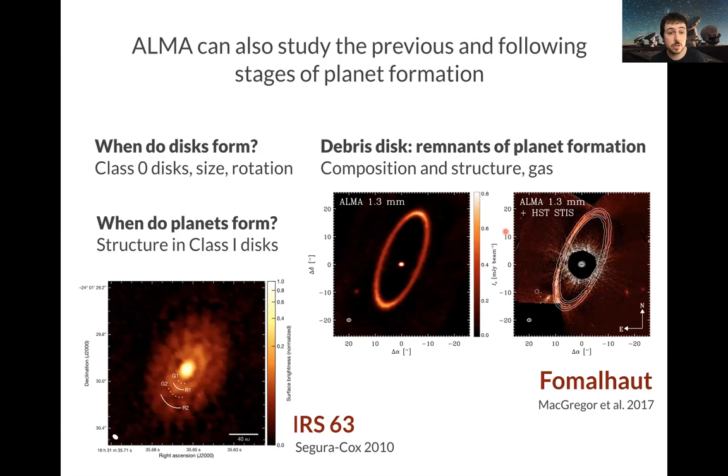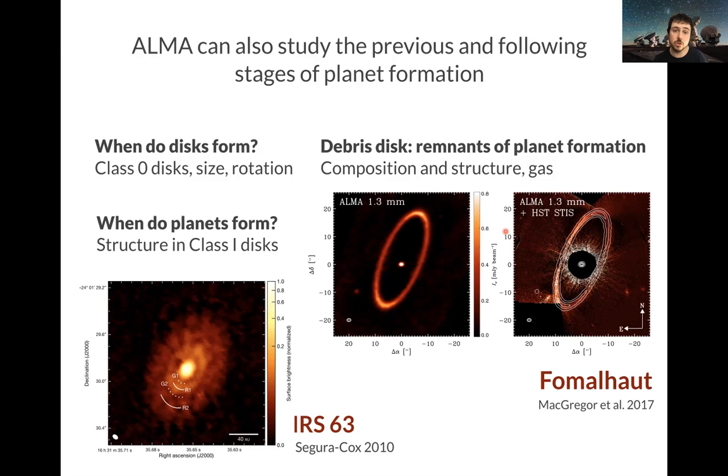I also want to mention that you can study the previous and the next stages of planet formation. So you can study class 0 disks or sources and try to see when protoplanetary disks form, which sizes they have first. And you maybe see how the size of disks changes as a function of age. Something that's very active at the moment is when do planets form? All this structure that we are seeing in protoplanetary disks, a lot of people attribute that to planets in disks, which means that planets have already formed.